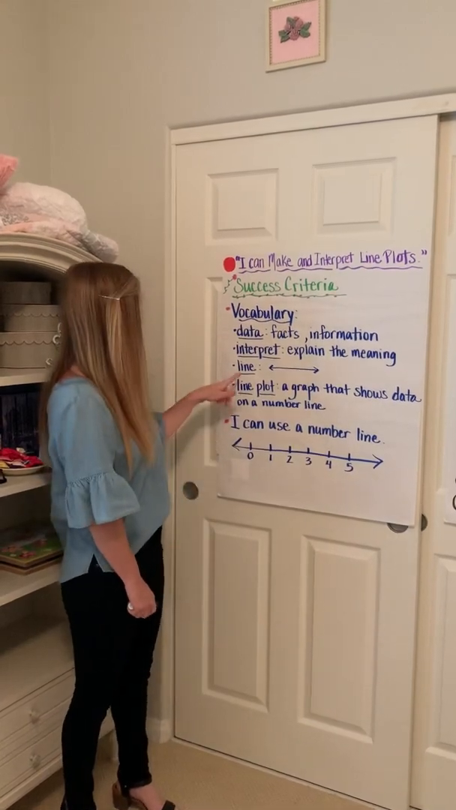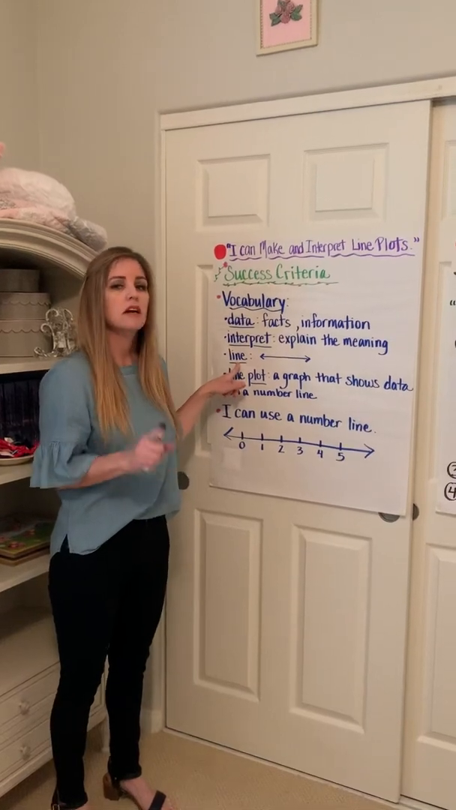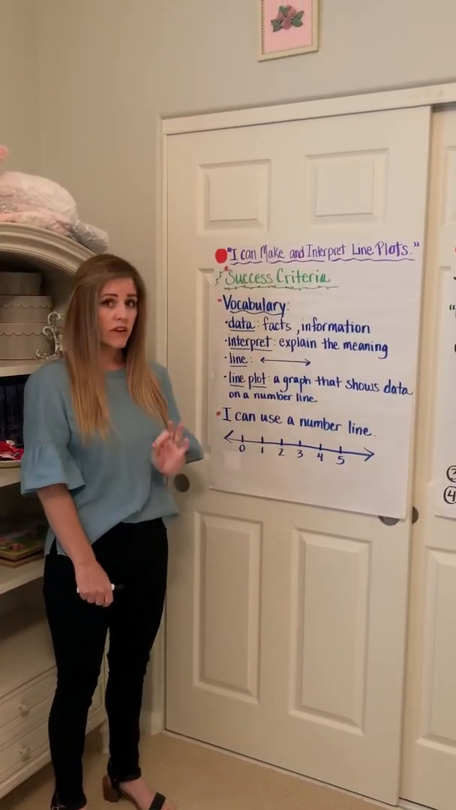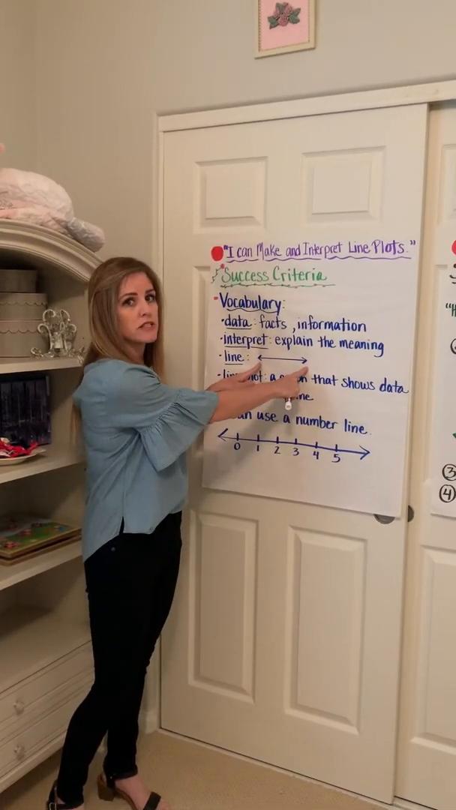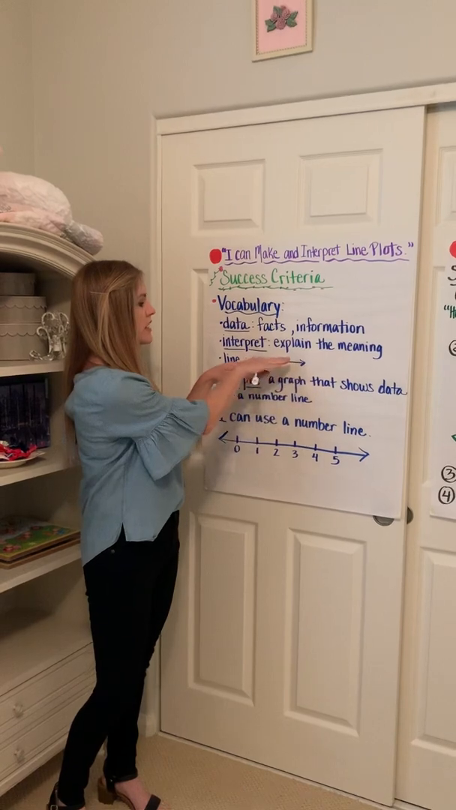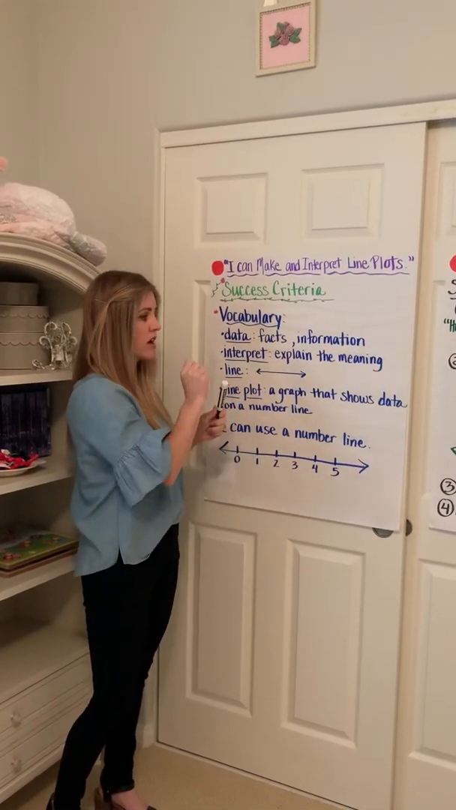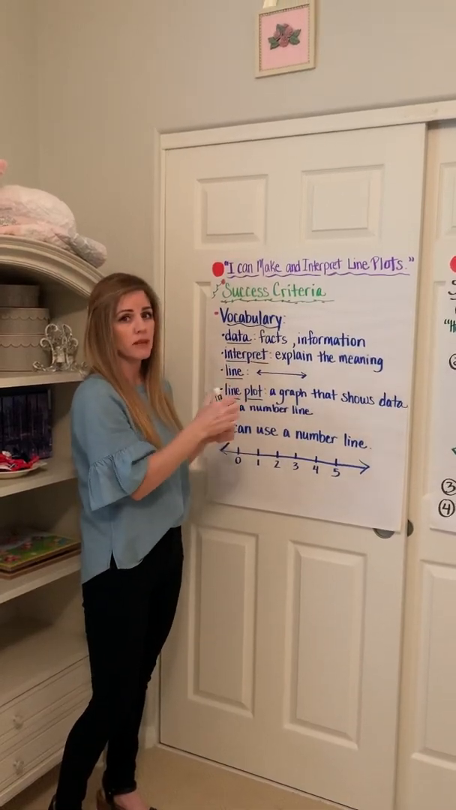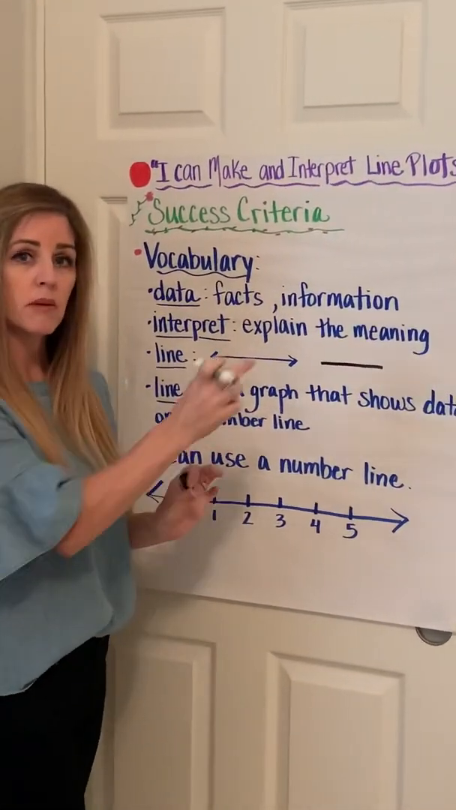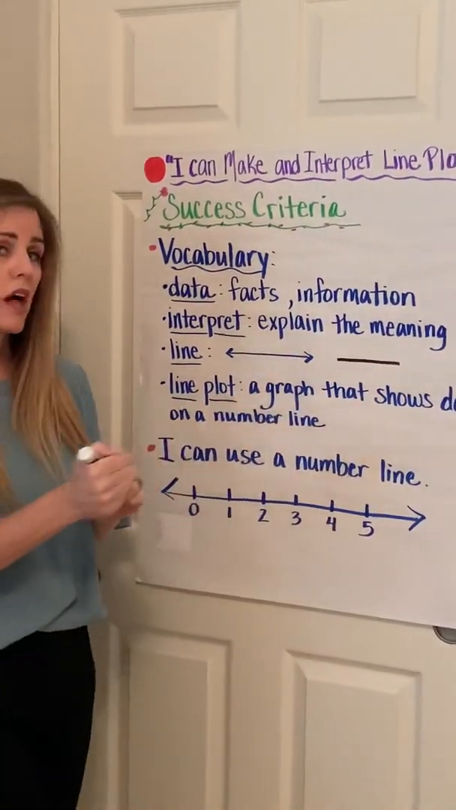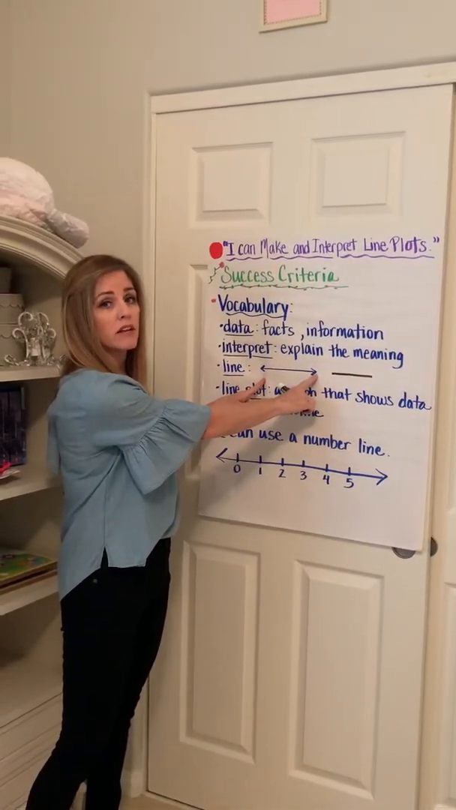Another word here is line, and you might be like, oh, that's really silly. I know what a line is. But a line in math is very specific. A line in math needs to have arrows going in both directions because a line in math shows that it's infinite. It continues on in both directions. If all you do is just draw a line, that's actually called a line segment, meaning if you draw this, that would be a line segment, a segment being a piece of a line. But a true line in math will have arrows on both sides, and you're going to be needing to know that because you'll be creating a line like that.